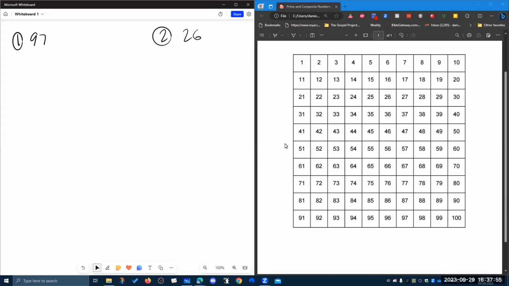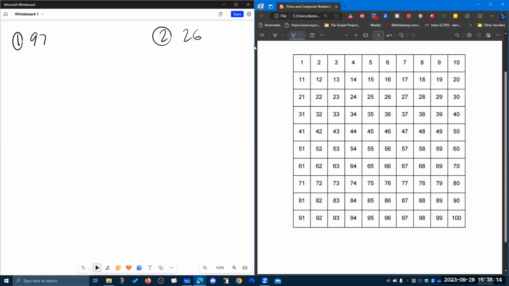In this video, we're going to talk about prime and composite numbers. Before we get started with figuring out these two problems that we have over here to figure out if these numbers are prime or composite, I want to fill out this chart here to help you recognize all the prime and composite numbers between 1 and 100.